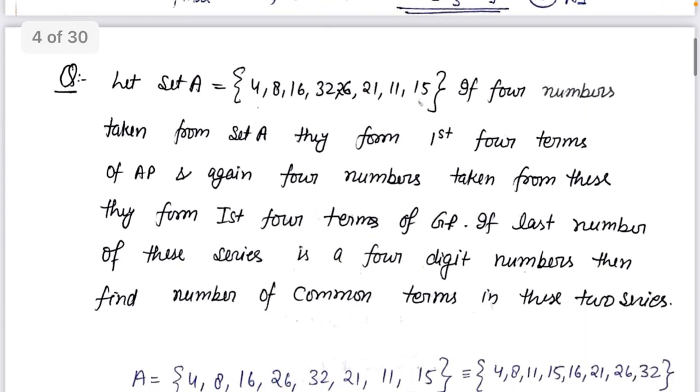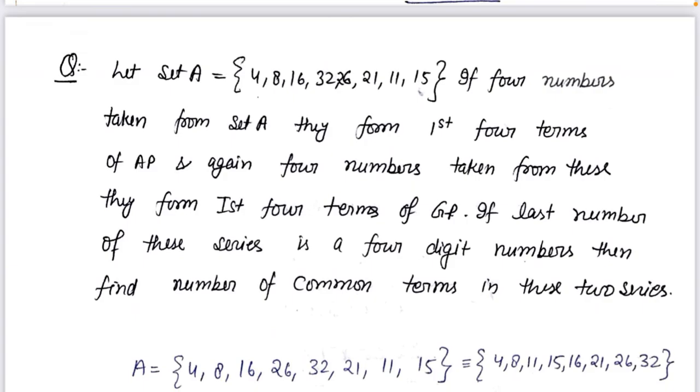Now let's move on to problem number 4. Set A is given as 4, 8, 16, 32, 26, 21, 11 and 15. If 4 numbers taken from the set A form the first 4 terms of an AP, okay, means I have to take 4 numbers from this set A. They will form the first 4 terms of AP. Again, 4 numbers taken from these form the first 4 terms of a GP. Okay, what 4 numbers we have to take? They haven't told me. We'll see what 4 numbers I can take so that it will form GP.